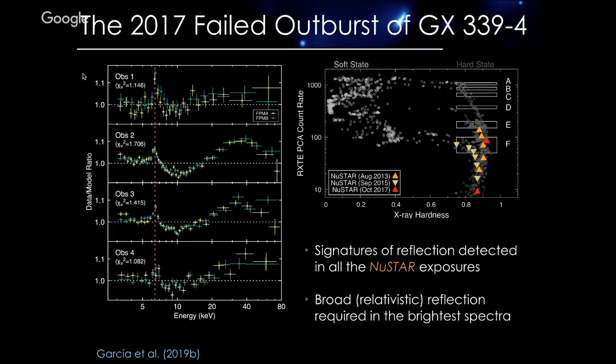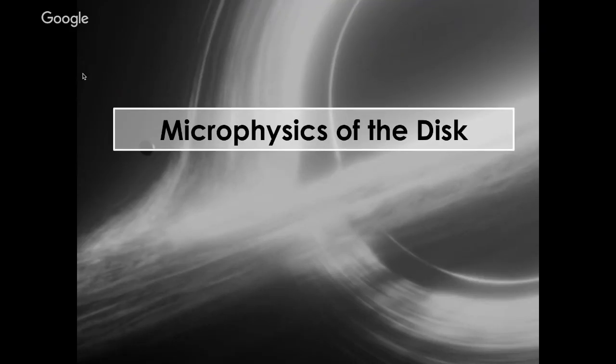I think I'll skip this one, but just to say that some of these outbursts are also failed. They don't follow the whole transition between hard and soft state. Sometimes they just flare up and die again. When we observe these, we still see signatures of reflection, which means that the inner accretion disk must be getting very close to the black hole, close to the ISCO. So that's interesting.